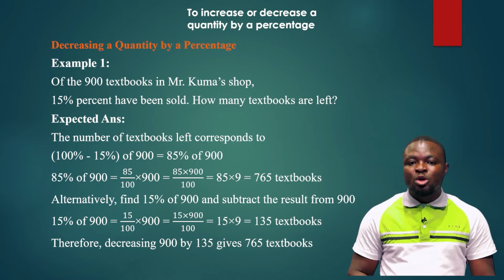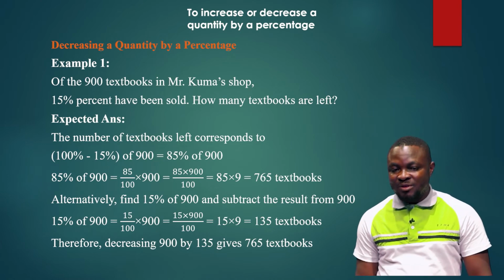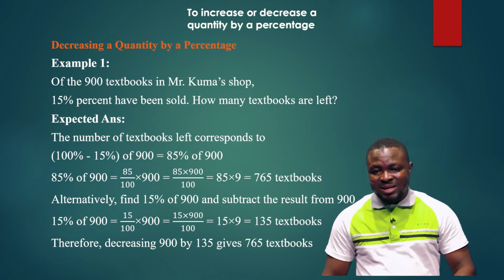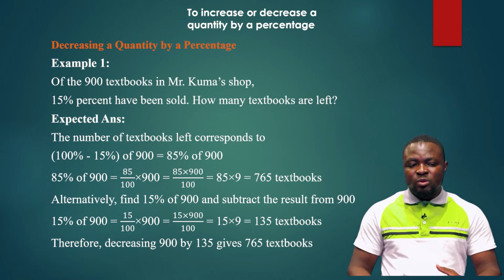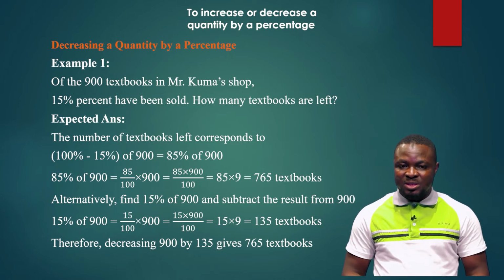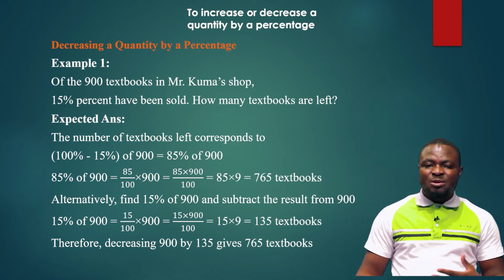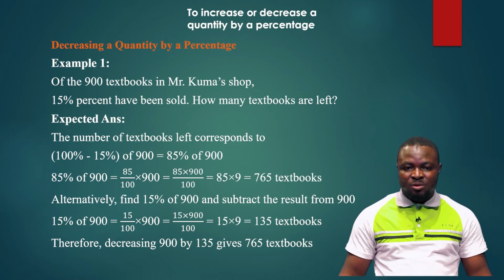If you do so, you end up with 765 textbooks. So that is exactly how to decrease a quantity by a certain percentage. So let's see if we can take one more example before the end of the lesson.